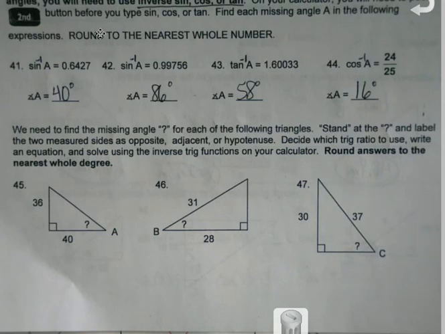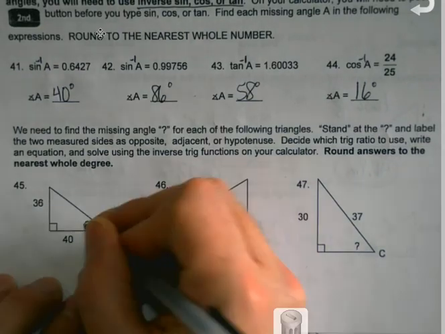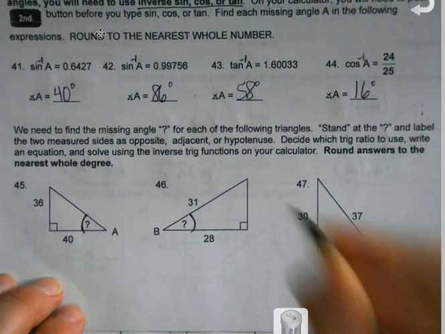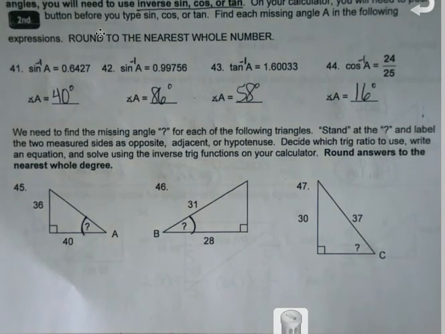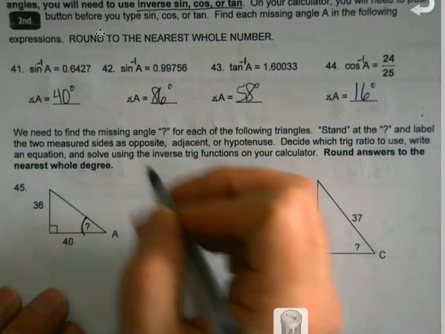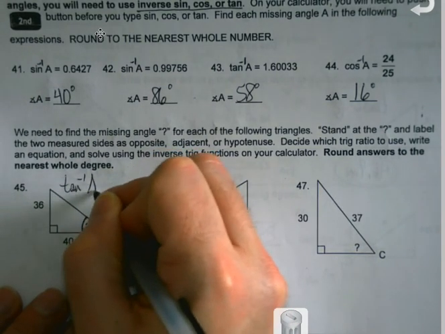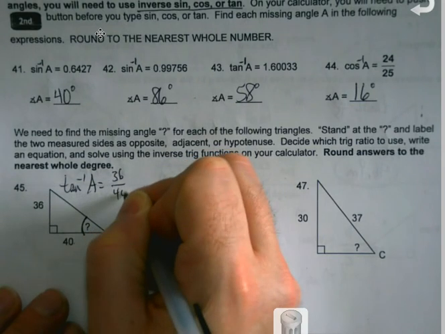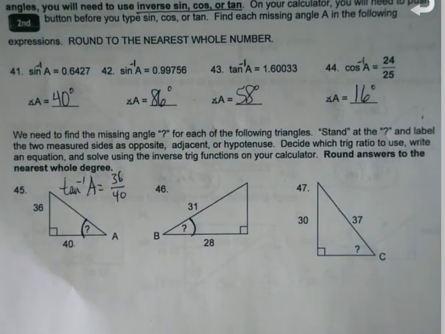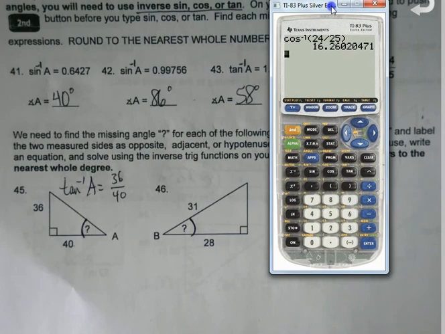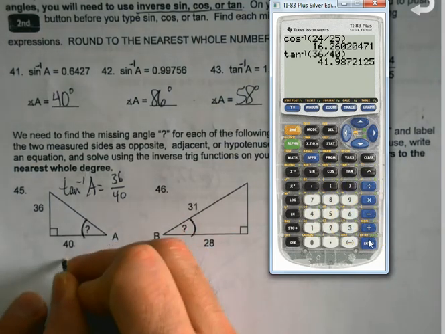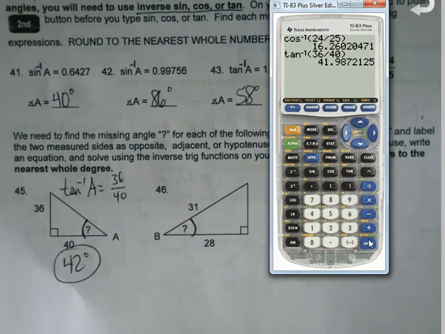So okay, we got to find missing angles. We're going to do a couple of these, then get you rolling here. Which function are we going to use on 45 to find our mystery angle? Tangent, opposite, adjacent. So the tangent of A is 36/40. So second tangent, because I need a little -1 there, and again, typically we're going to be going to the nearest whole degree, and I can get my answer.